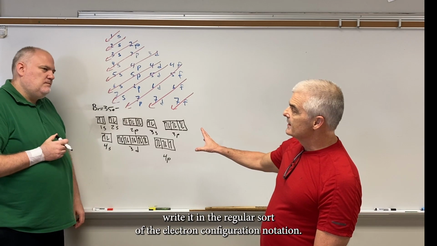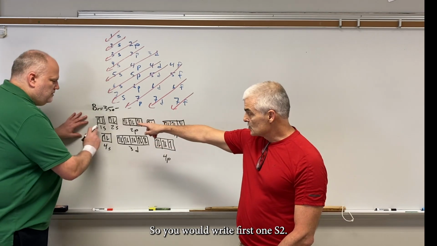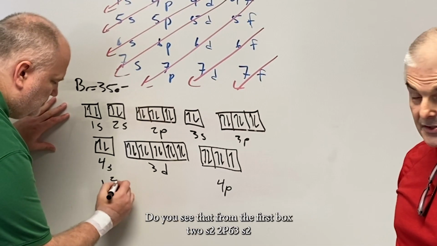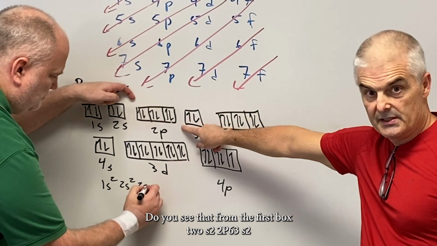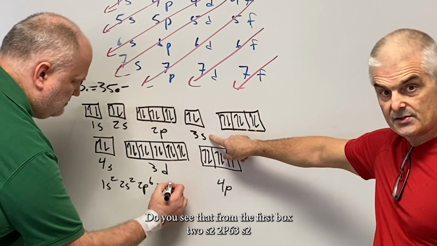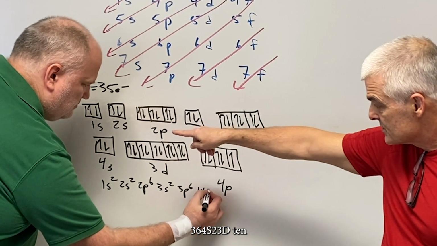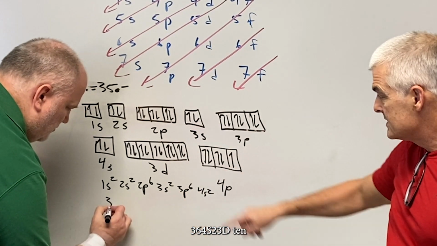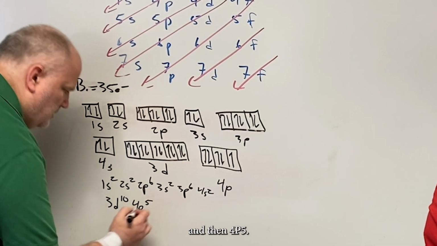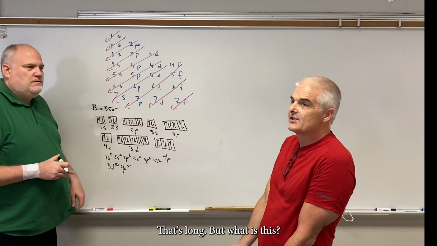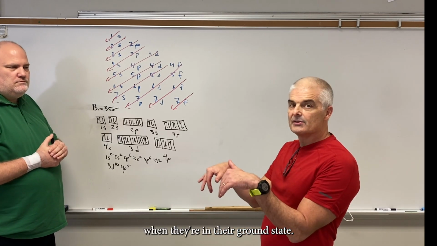And now we want to write it in the regular sort of electron configuration notation. So you would write first 1s2. You see that from the first box. 2s2, 2p6, 3s2, 3p6, 4s2, 3d10, and then 4p5. That's long. But what is this? This is like the address of all 35 electrons when they're in their ground state.